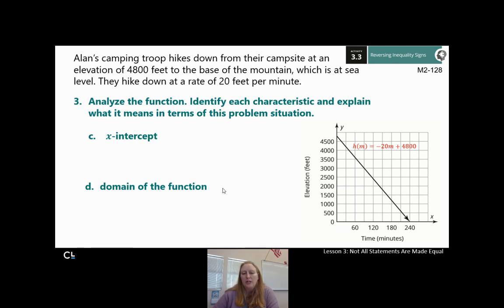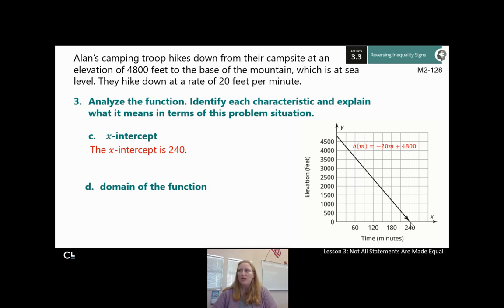This one was a little trickier, but not impossible. The x-intercept, you could have set it equal to 0 and solved it, but there was another way, and that is use the graph. So I looked at the graph and I was like, oh, look, this is where it hits my x-axis. So this must be my x-intercept. So it looks like my x-intercept is 240.